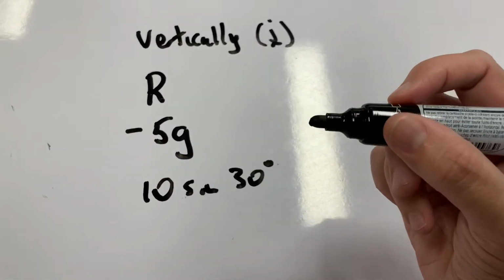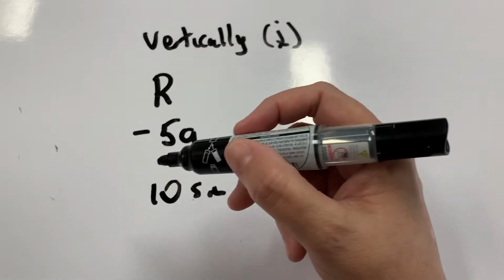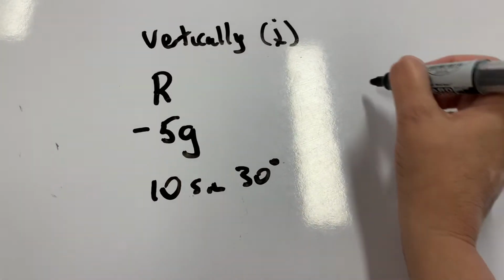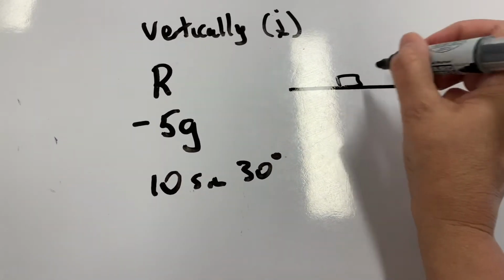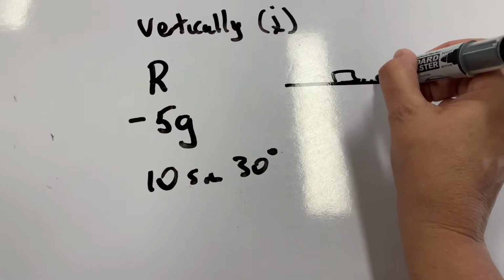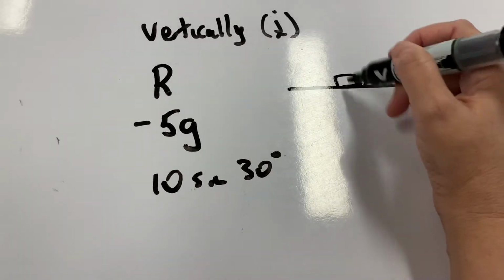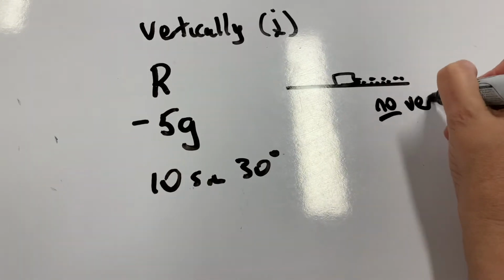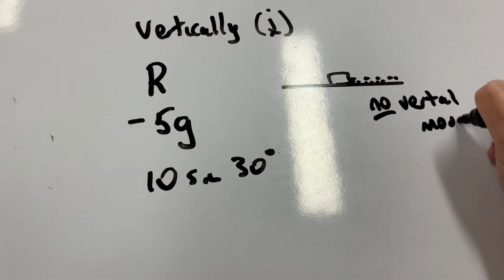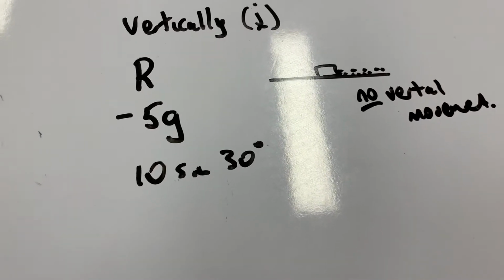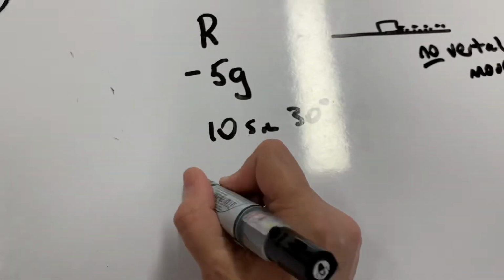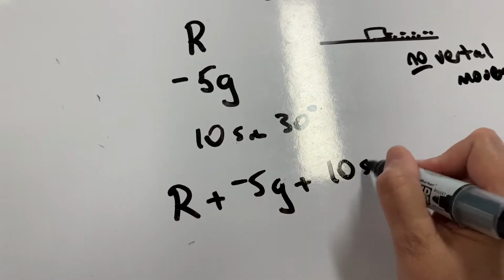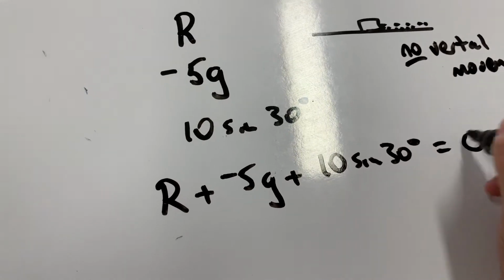Now our mass, as it's being pulled along, is not actually moving in the vertical. If you think about it, here's my mass and it's being pulled and it's moving along this way, but there's no vertical movement. Okay, so no vertical movement. So that means R plus negative 5G plus 10 sine 30 equals 0.